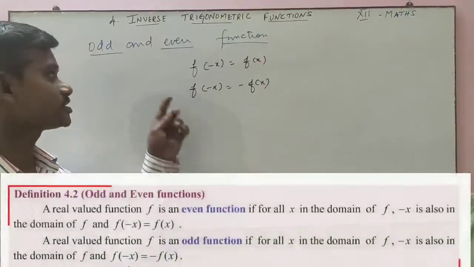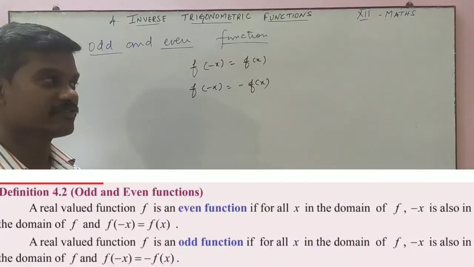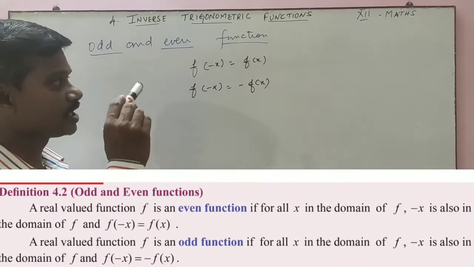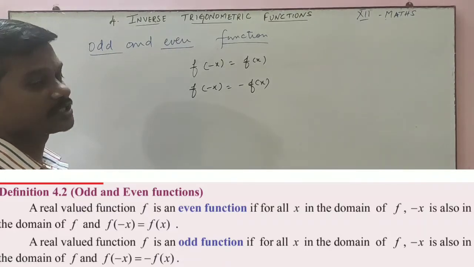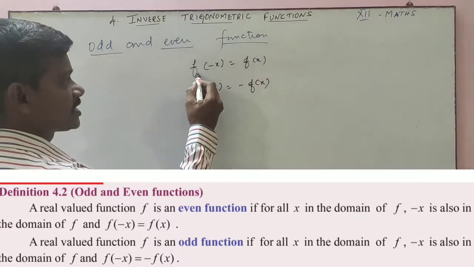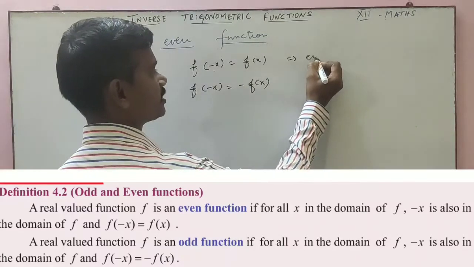The next concept is odd and even functions. A real valued function f is an even function if for all x in the domain of f, minus x is also in the domain of f. That is, f of minus x is equal to f of x is called an even function.